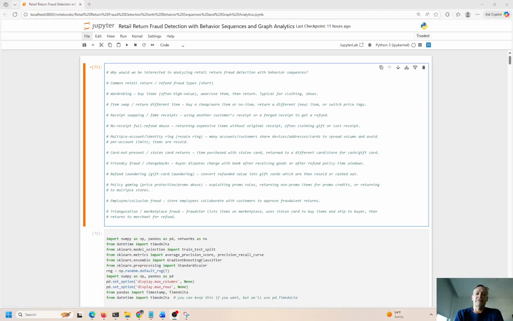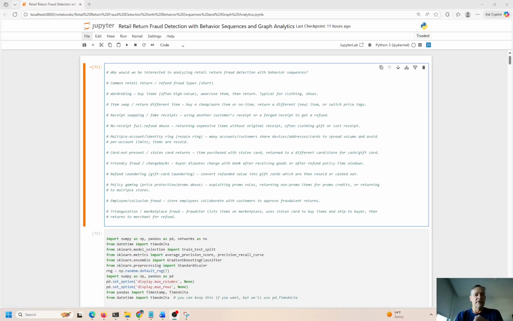So, in the narrative today, I want to talk about retail return fraud detection and behavioral sequences. We're going to use graph analytics to understand the relationships and the connections between potential fraud rings that consist of a bunch of people that commit retail fraud. They buy things and they return to a store using a variety of different techniques, or different little cheating methodologies, I'll call it, whatever you want to call it, right?